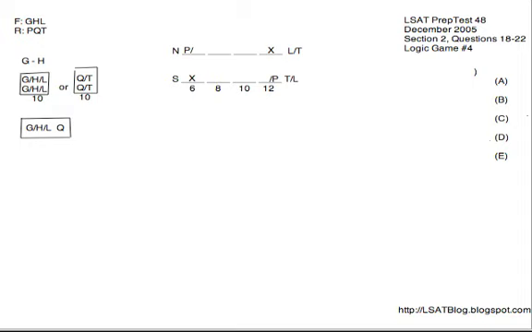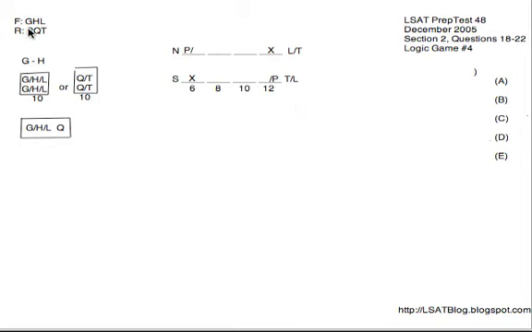Hey guys, this is test 48 game 4. This is the folk and rock stages game with the performances. This is an ordering game because we're placing the six groups in order from 6, 8, 10, and 12 on either north or south. So we're assigning them to a stage and then placing them in order, 6 through 12 essentially. Now I've laid out a lot of rules here. I'm going to explain all of those.